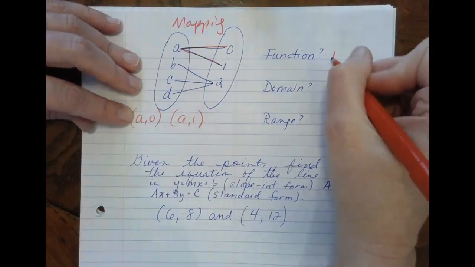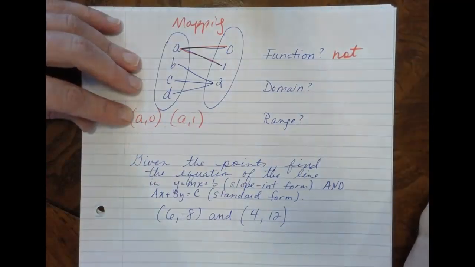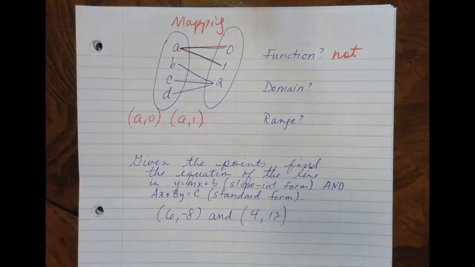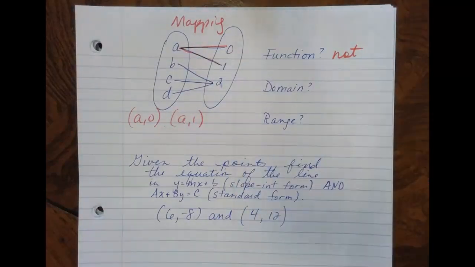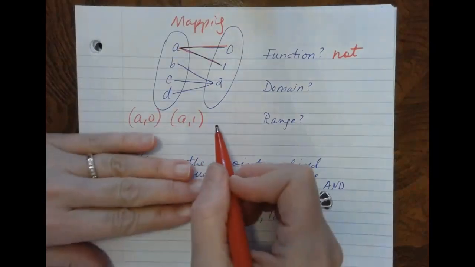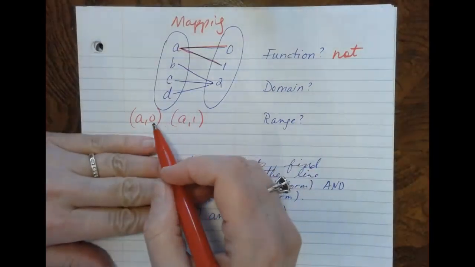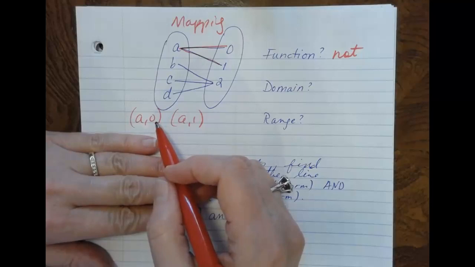So what does that tell me? That tells me that this is not a function, because every value in the domain, which is first, has to map to exactly only one distinct place. So think about a snack machine. If you press one button, you're not going to get two things.